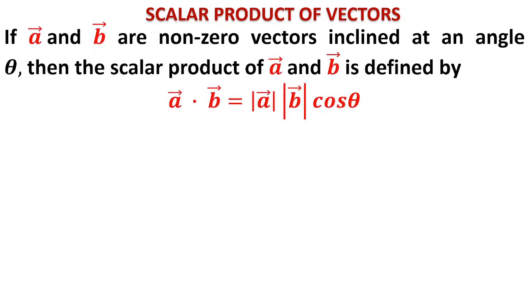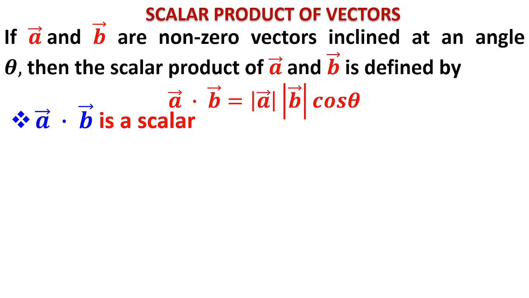If vector A and vector B are non-zero vectors inclined at an angle theta, then the scalar product of A and B is defined by A dot B is equal to magnitude of vector A into magnitude of vector B into cos theta. Sometimes we call it the dot product also, A dot B. Now let us see some properties of this scalar product.